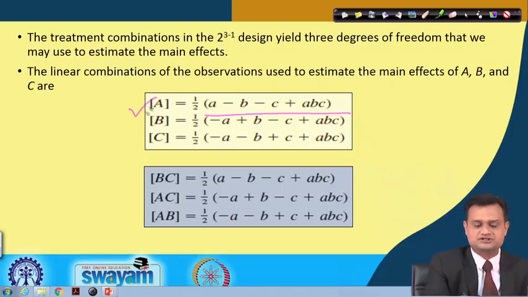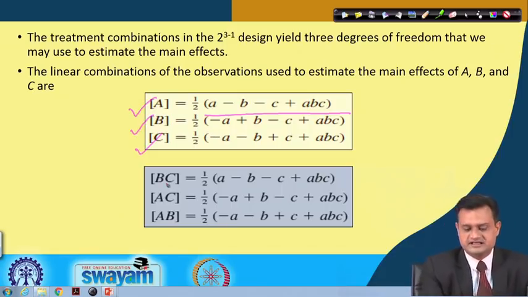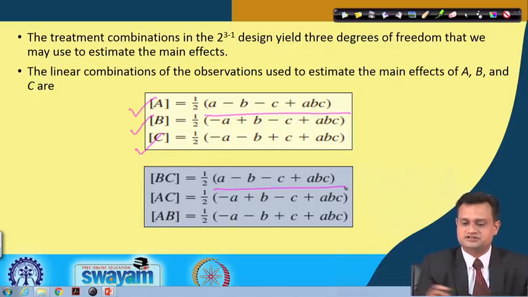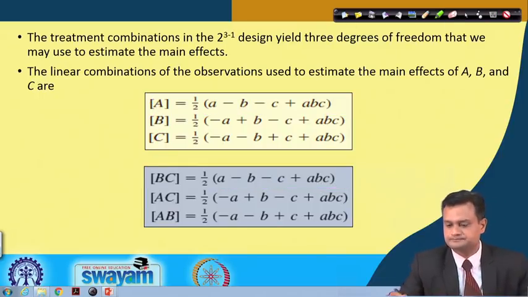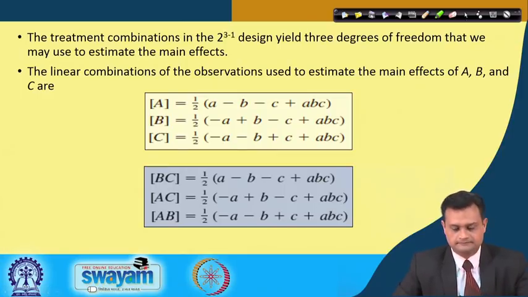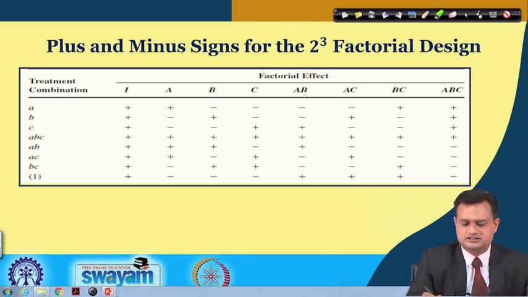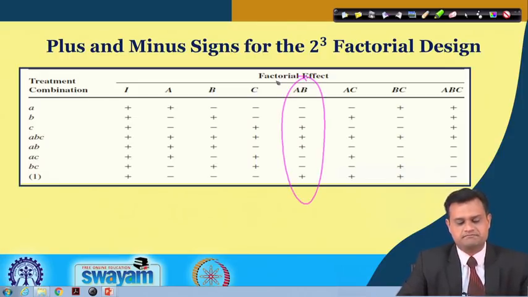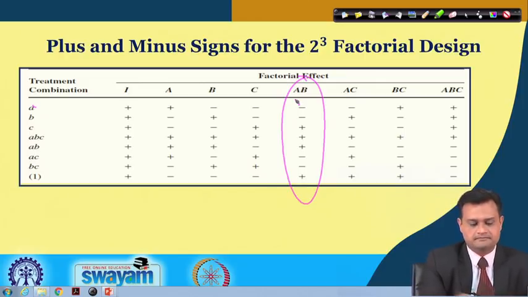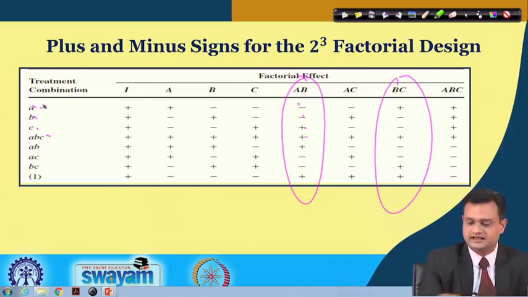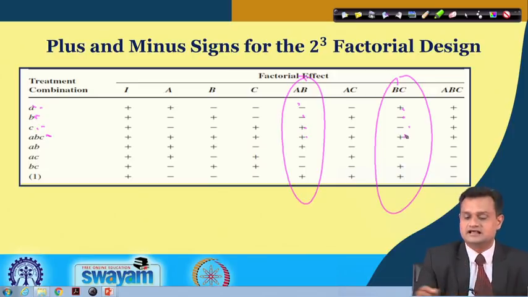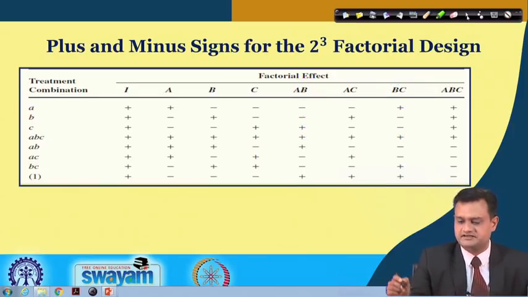Same way you can estimate B and C. Now just try to see BC: A minus B minus C plus ABC. Let me go back again to help you. If you look at this, then minus A minus B to estimate this interaction, plus C plus ABC. If you look at BC, then it is plus A minus B minus C and plus ABC. So this is how I am trying to estimate the effects.